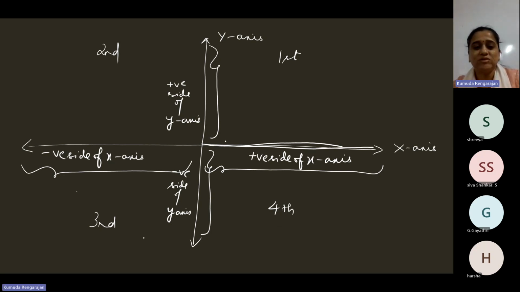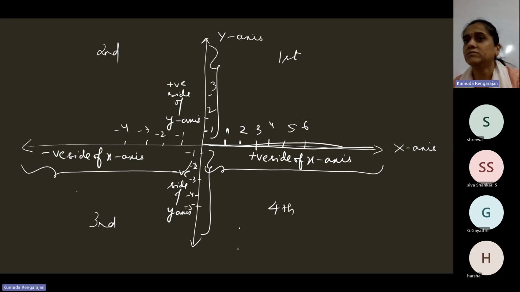All right. So here we have positive numbers 1, 2, 3, 4, 5, 6, and so on. Here, negative 1, minus 2, minus 3, minus 4, and so on. Here, 1, 2, 3 positive numbers, and below here, negative numbers, minus 1, minus 2, minus 3, minus 4, minus 5, and so on. And this is called the origin, given by the address 0, 0. The address of the origin is 0, 0. Now, what's the address of this point?